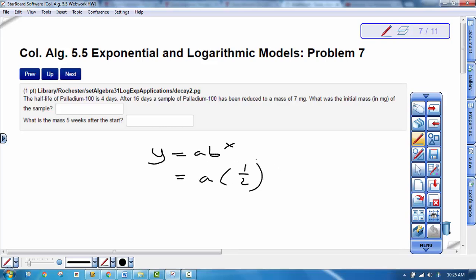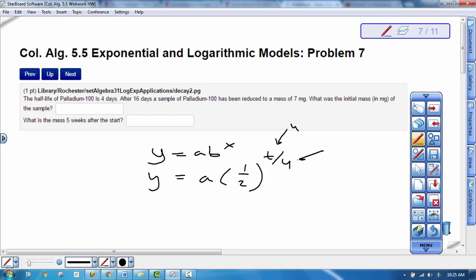B is going to be our 1/2, and our exponent is t over 4. The reason why is because when I plug in a 4 here, I know that I've got half the amount remaining. So if you think about it, when you plug in 4, you get a 1 as an exponent, and it's 1/2 the first, so you're multiplying by a half, and you have half the amount.